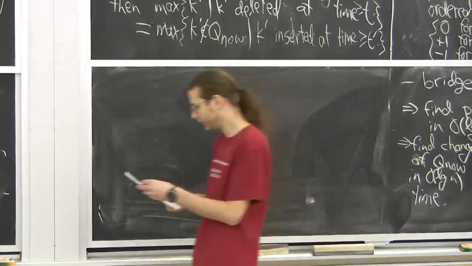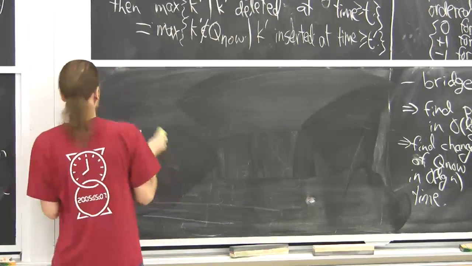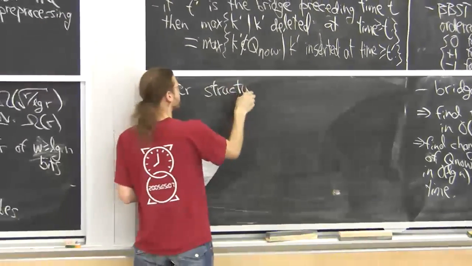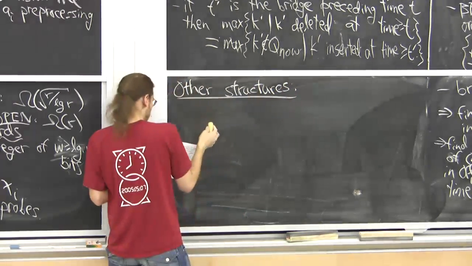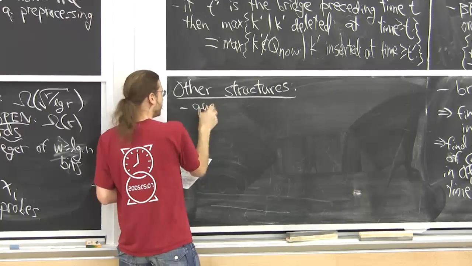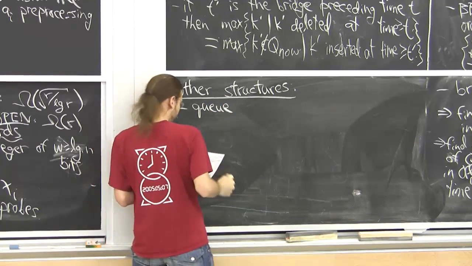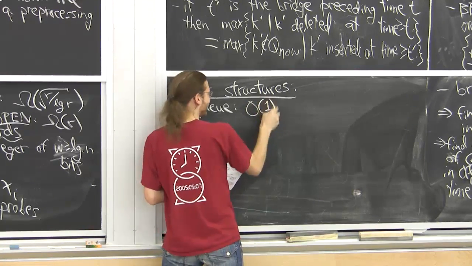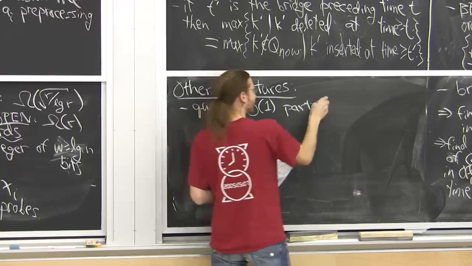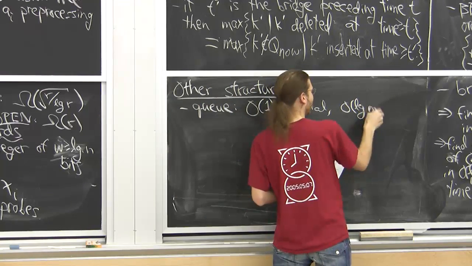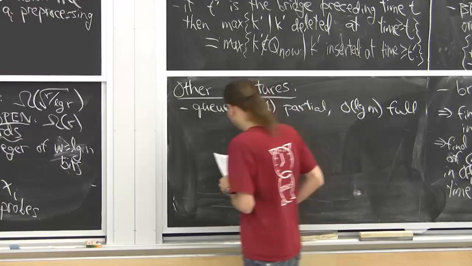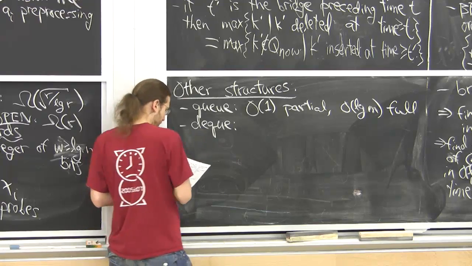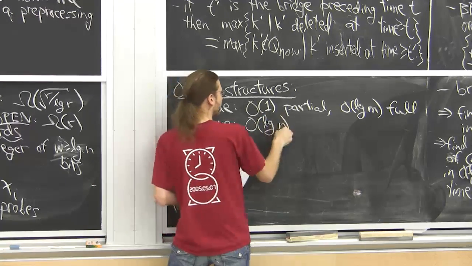Let me tell you briefly about other data structures that we've looked at and other people have looked at. A simple one is a queue. First in, first out. Or first in, last out, one of those. Got stacks too, probably. You can do constant time partial retroactivity, log m time full retroactivity. For a deque, I mentioned this last time, where you can insert and delete from either end, we can do log n full retroactivity.